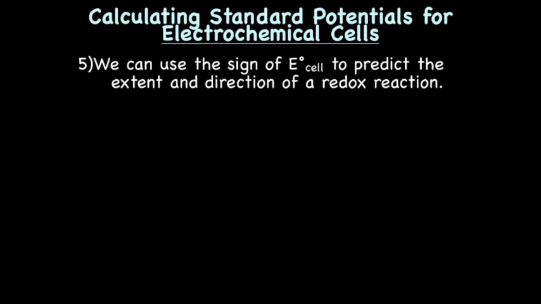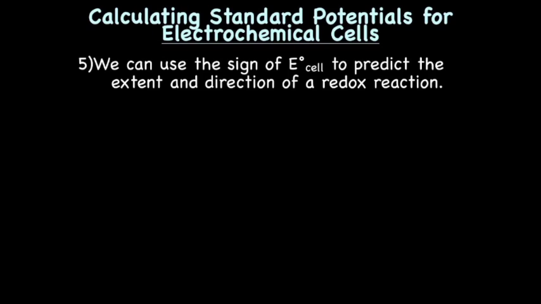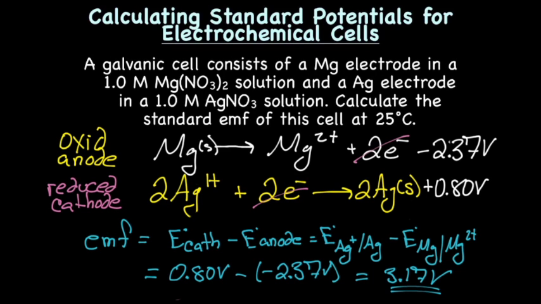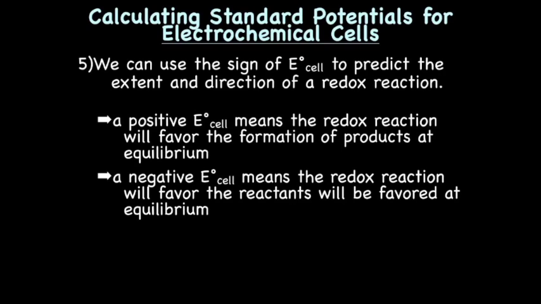And last quick thing, we can use the sign of our EMF to predict the extent and direction of a redox reaction. A positive EMF means the redox reaction will favor the formation of products at equilibrium. So it'll go forward, and you will note that ours is positive, which means it'll go from magnesium solid to silver solid. Okay, and a negative EMF means that the redox reaction will favor the reactants, and so it'll push towards the reverse reaction.